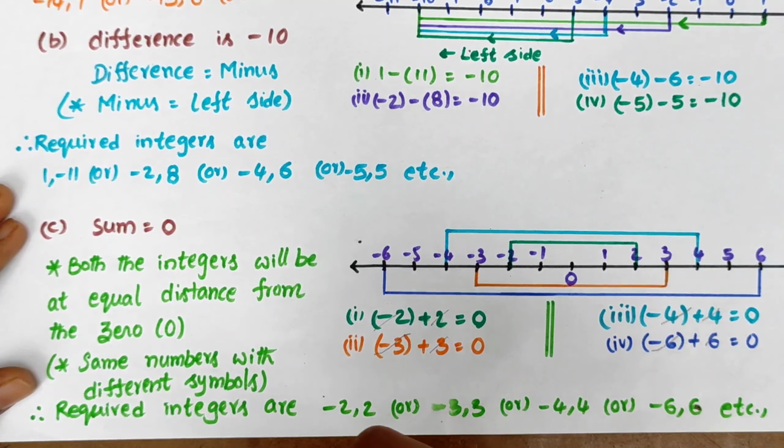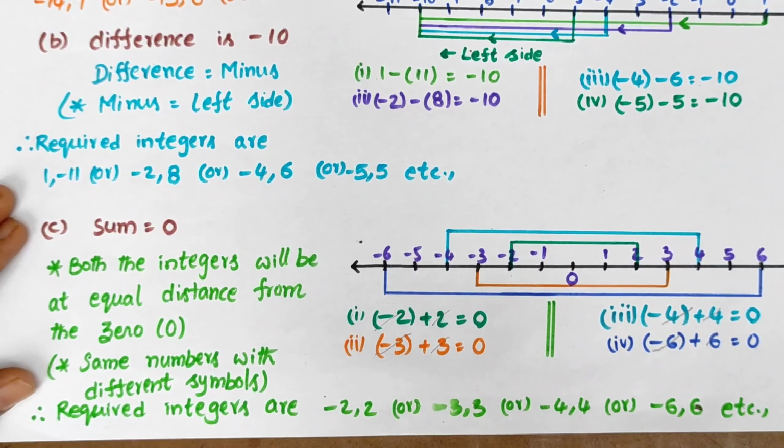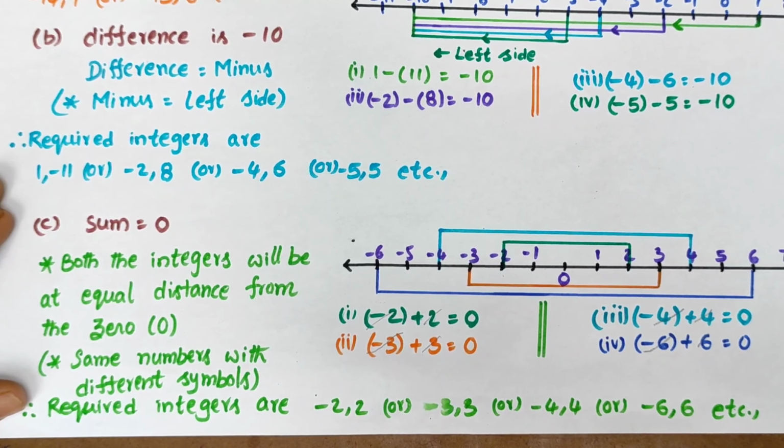Okay, friends. Now it is required to take one pair of integers, but we have four pairs of integers. We can write any one of them. So here minus 2 and 2 is one of the pairs, or minus 3 and plus 3, or minus 4 and 4, or minus 6 and 6, etc. We have so many pairs like minus 100 and 100. Both of them have equal distance from 0. So minus 100 and 100 get cancelled. We can do it like that also. So with this, problem number 1 gets completed, friends. Is it clear, friends?